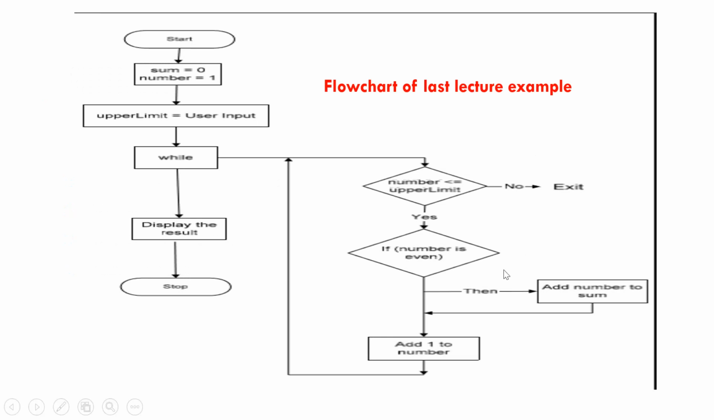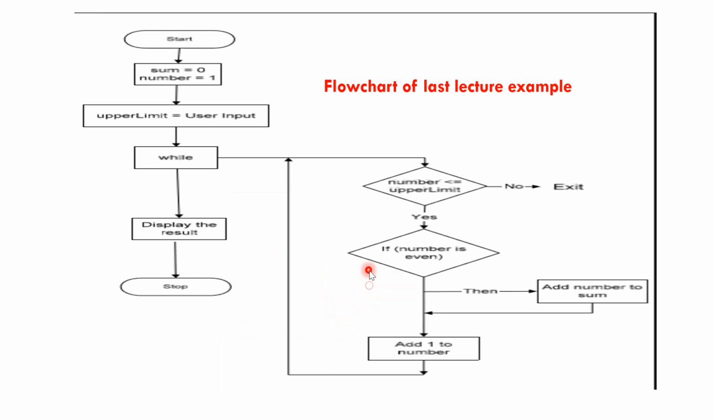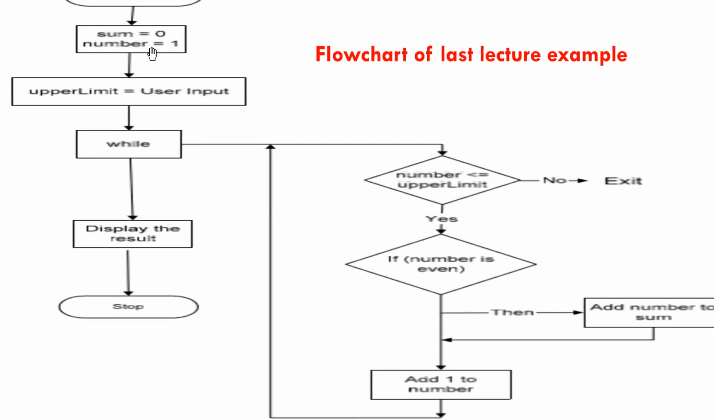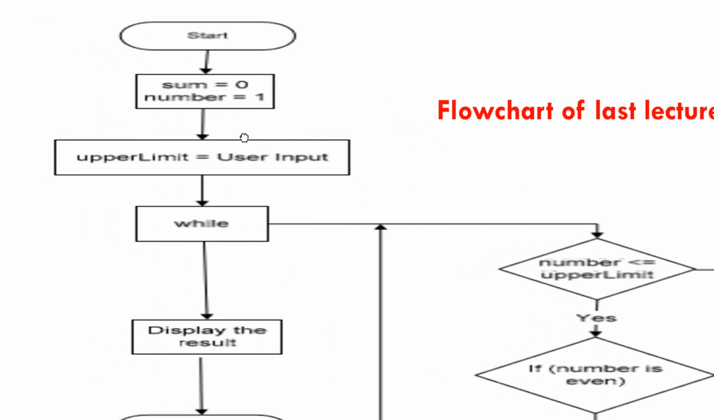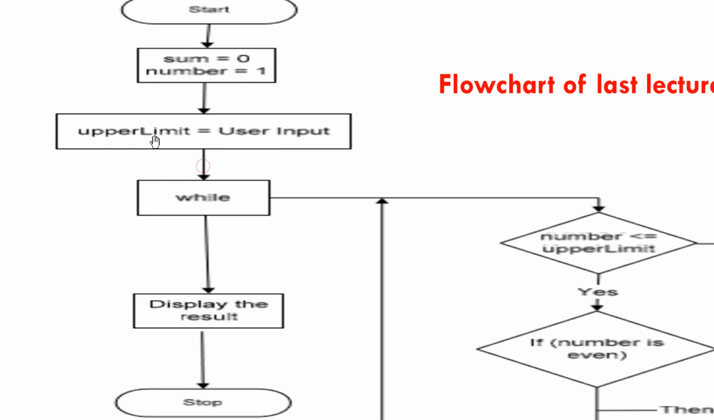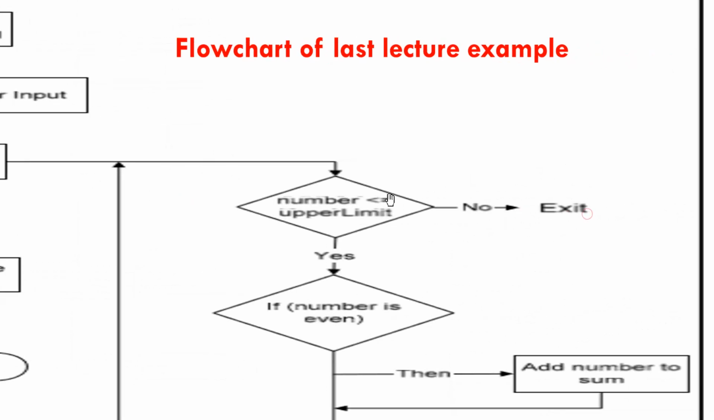So the last lecture's problem was that I have to sum the numbers from 1 to some upper limit, whatever that is, which will be a user input, and then I'll sum the even numbers. So I had initialized sum equal to 0 and number equal to 1, and then asked the user for the upper limit, and then the while condition. In the while condition, the condition was number less than or equal to upper limit.